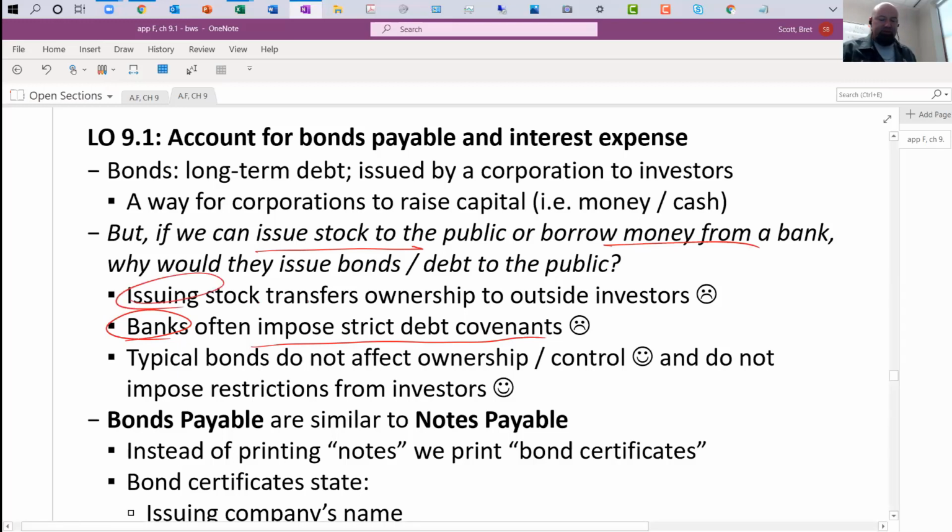We don't really like issuing stock too much because that's just giving away ownership or control to outsiders, the public. Bonds are kind of a nice in-between. If we can issue bonds, this is a nice compromise because it doesn't affect the ownership and control like issuing stock does. But it also doesn't impose very many restrictions like a loan with a bank does. Banks have an immense amount of power and control over their borrowers.